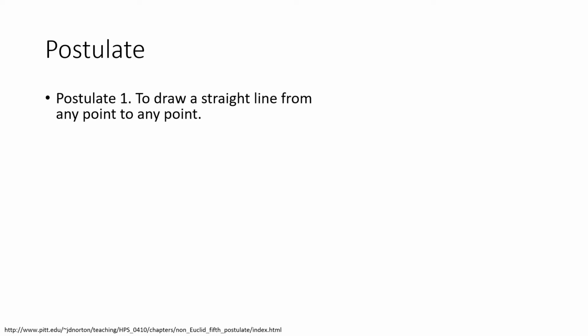Okay, then we go to the postulates. A postulate is something that we assume. But you will think, why do we assume that? It's straightforward. It's there, but these actually give you a lot of hidden assumptions. So postulate one: to draw a straight line from any point to any point, which means you have one point, you have another point, you can draw a straight line.